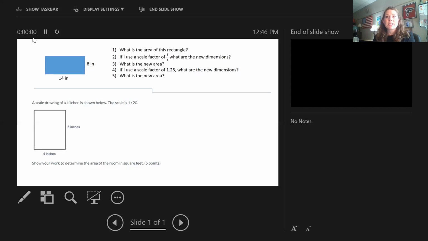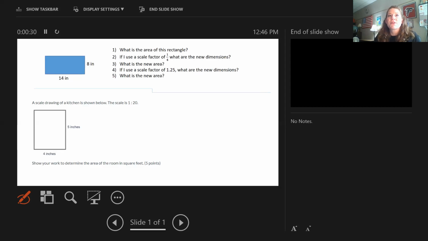So number one says, so I've given you a rectangle. The original rectangle's dimensions are 8 inches by 14 inches. So the first question is, what is the area of this rectangle? So let me turn on my pen. Let's see, I'm going to use red.